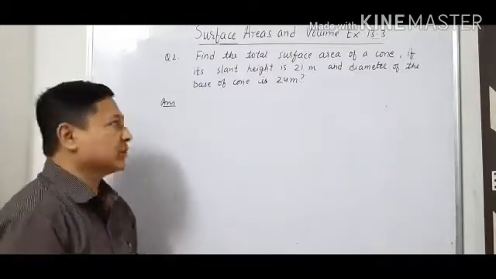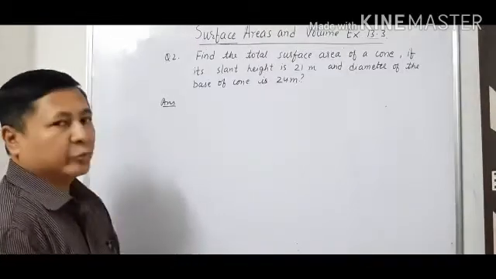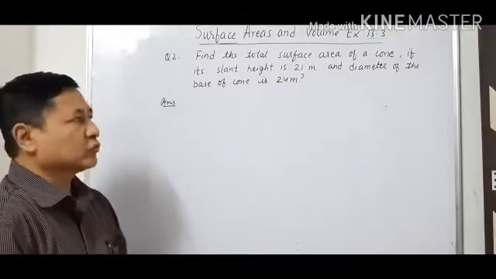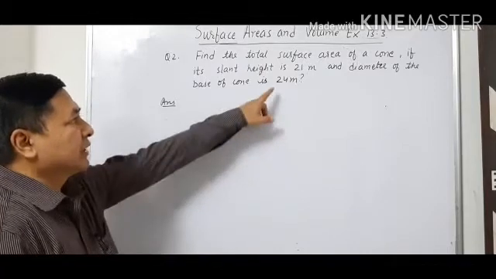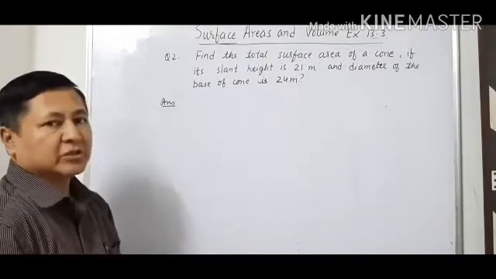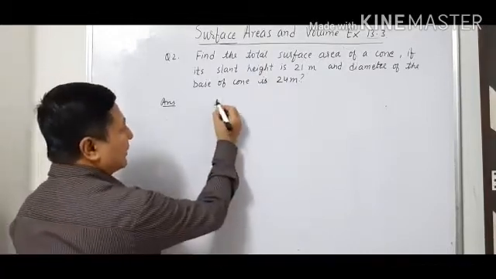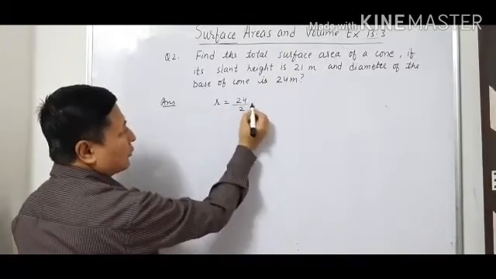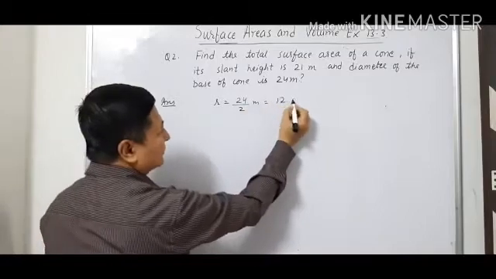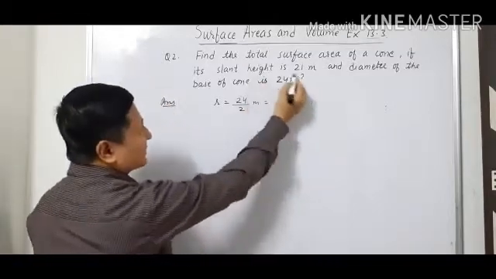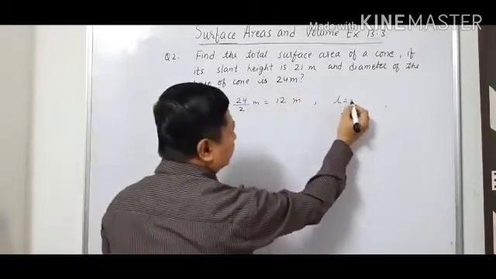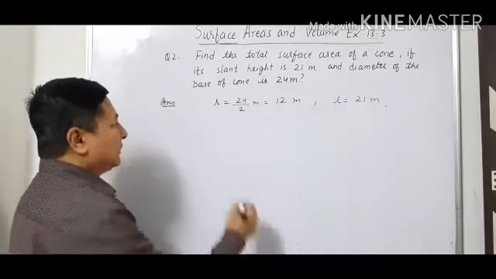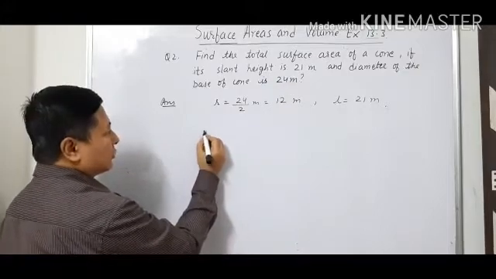Let us solve question number 2 of exercise number 13.3. Find the total surface area of the cone if its slant height is 21 meter and diameter of the base of the cone is 24 meter. Now the radius we will calculate: the diameter is 24, so radius will become 24 upon 2, that is 12 meter, and the slant height is given 21 meter. Slant height is denoted by L, and we have to find the total surface area of the cone.